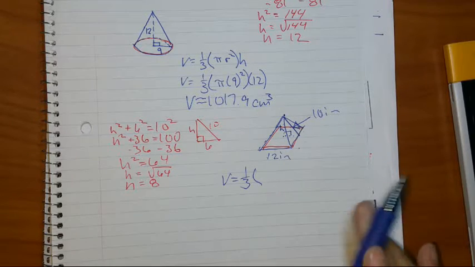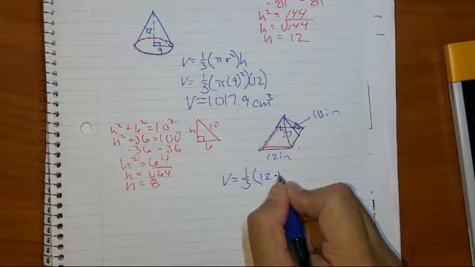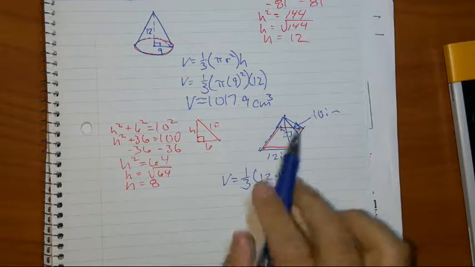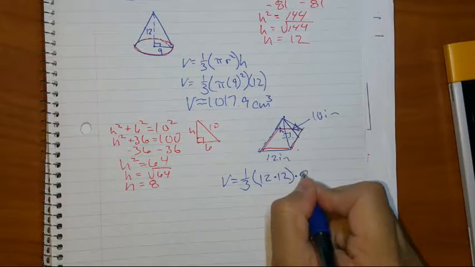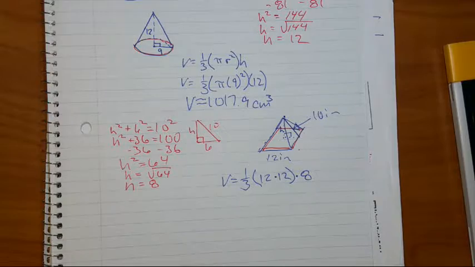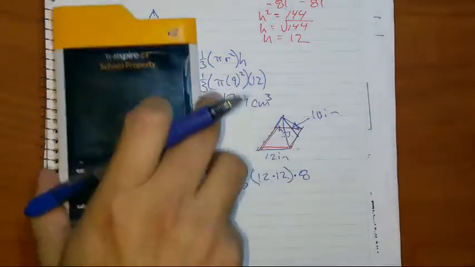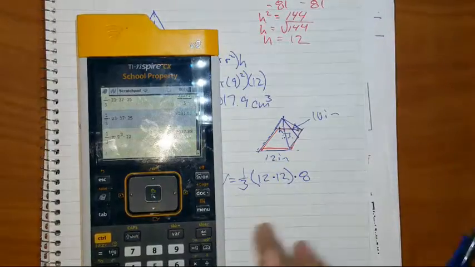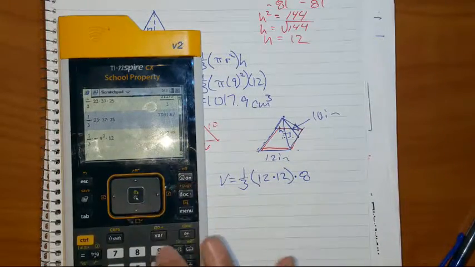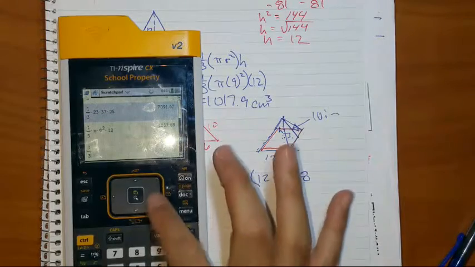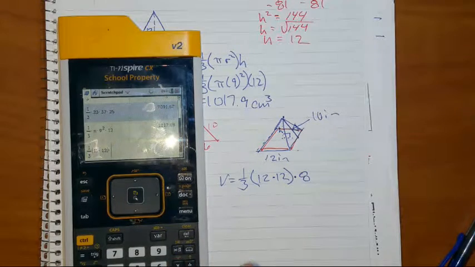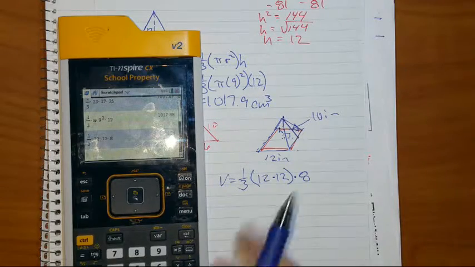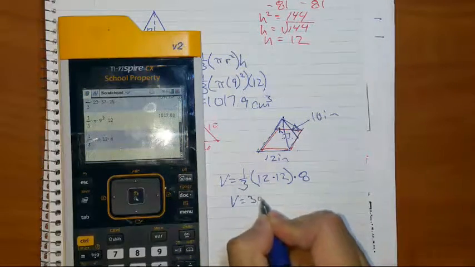Okay, so it's implying it's a square, so it's going to be 12 times 12, so that's the area of the base right here, times my height. The height of this, that's what we just went to go find, right? So we get 8. So let's handy dandy calculator this. So 1/3 parentheses 12 times 12 times 8, and I come up with 384. So volume is 384.